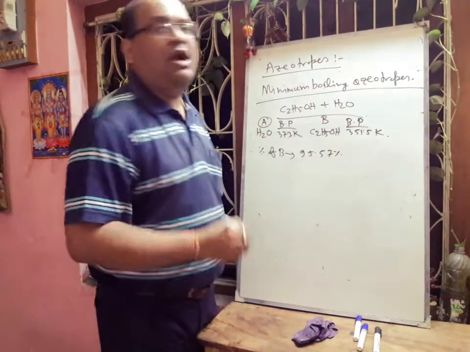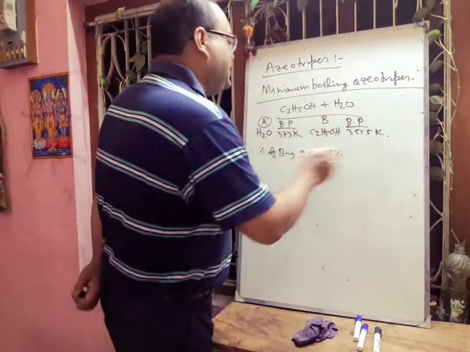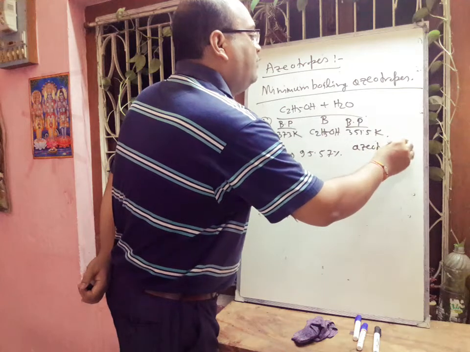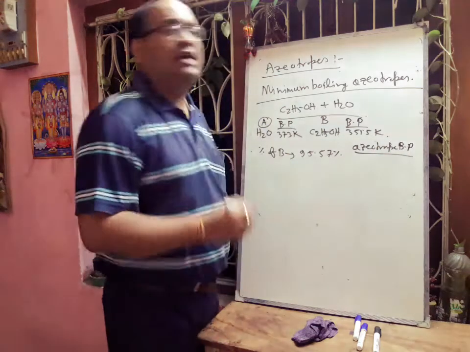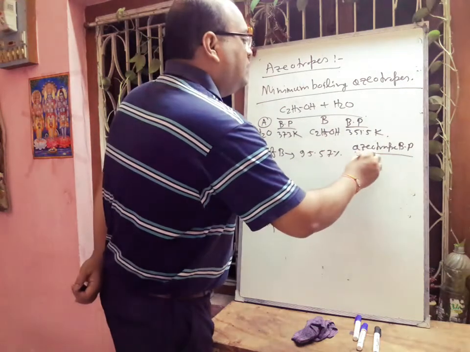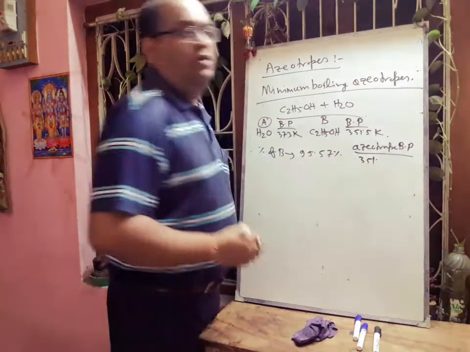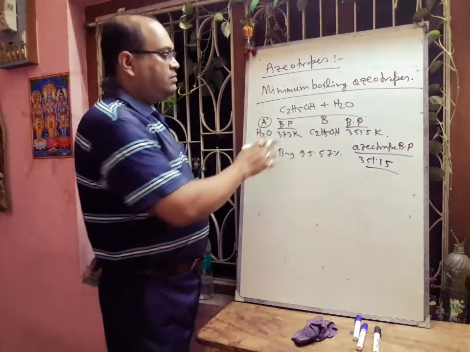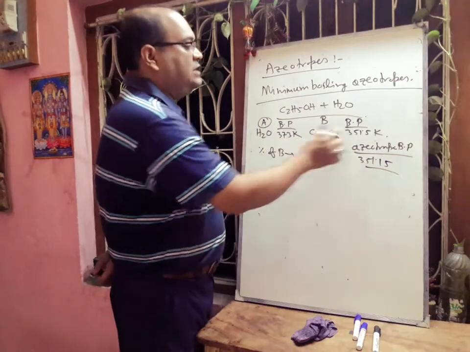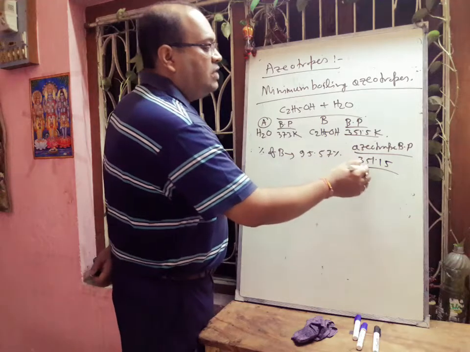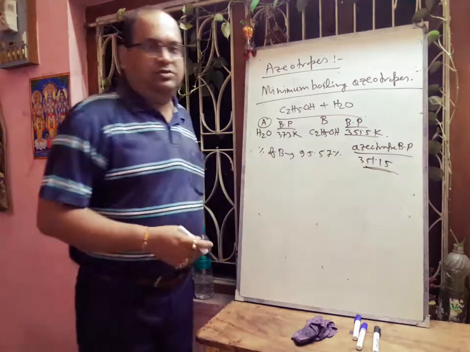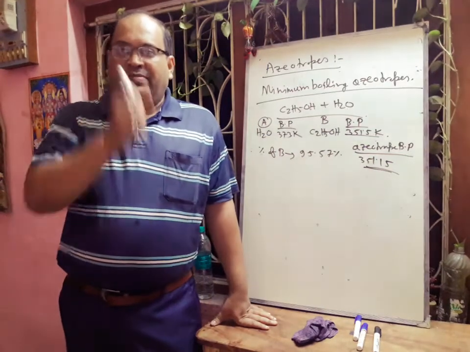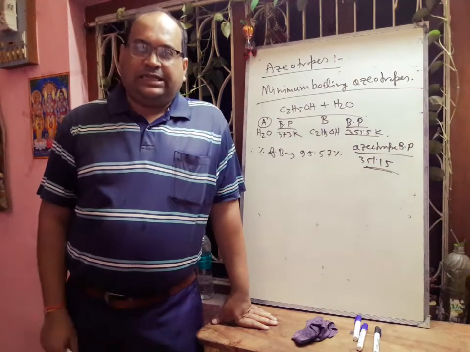95.57%. And what will be the boiling point of this azeotrope? The azeotrope boiling point will be 351.15. So here, between these boiling points, which one is the lowest? This one. So this one is lower than the boiling points of both pure components. Hope you can understand.